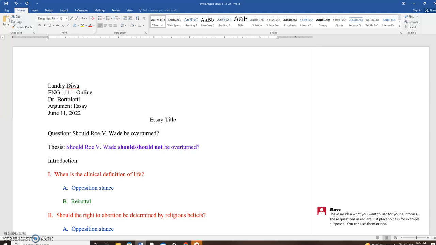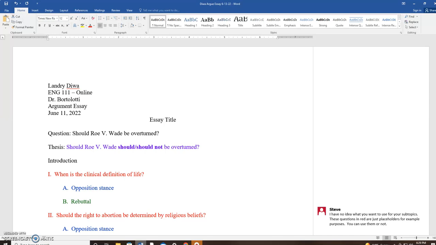I'm going to give you a quick tutorial on how to complete the argument essay and how to follow your outline when you do so. I'm using one of your fellow students' outlines as an example for this tutorial, just so you could see how it applies to everybody. It applies to Landry, since I'm using her outline, and this will also apply to your work, to your essay.